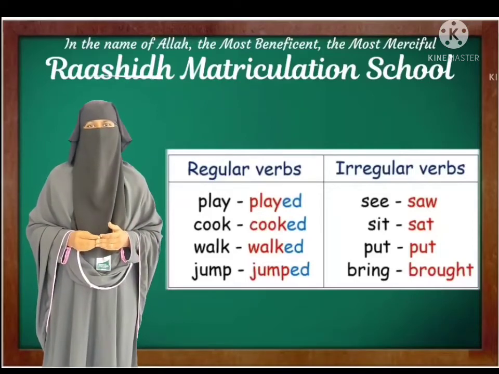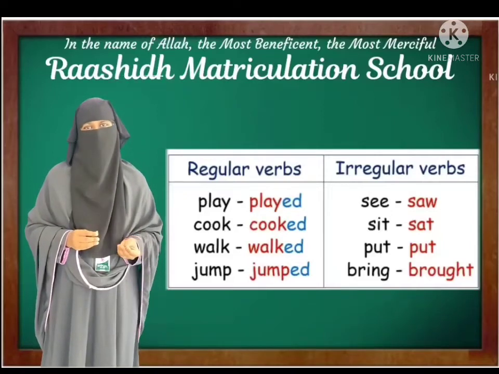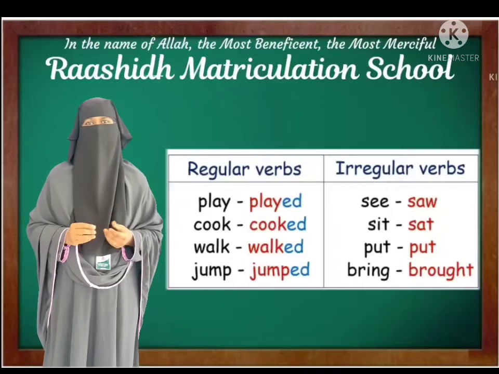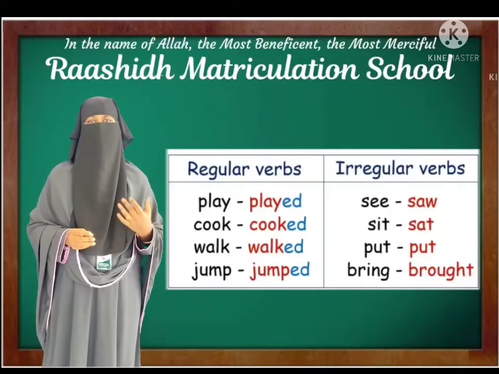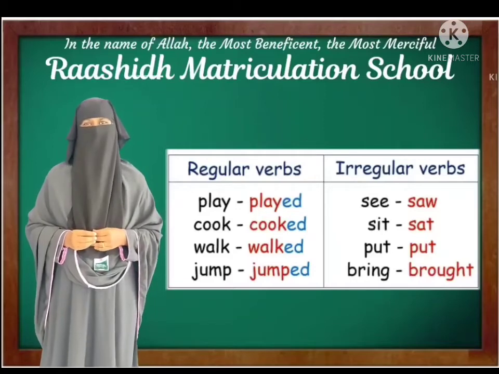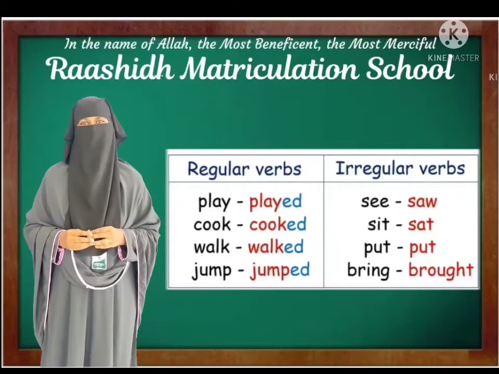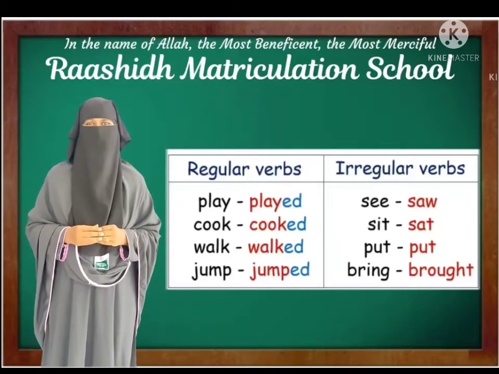But for some verbs that are called irregular verbs, we will be using a different word for past tense. For example, see, the past tense is saw. Sit, sat. Put will be the same, put, for past tense. For bring, it is brought. So here in past tense, we are using the past tense form of verbs.